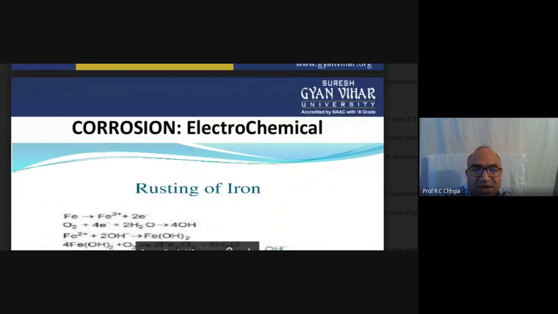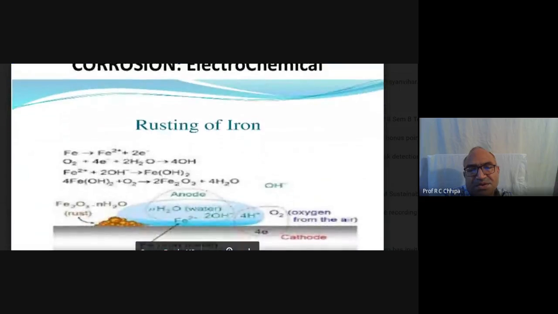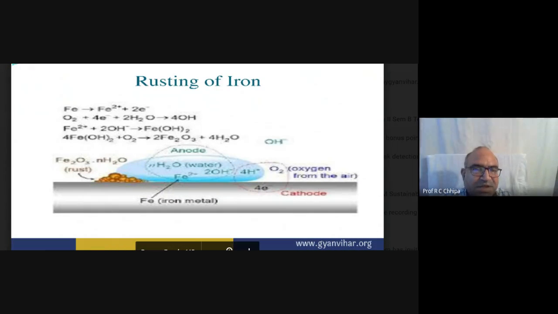Now the second one is electrochemical corrosion, which can be explained with the help of the rusting of iron. As I have earlier discussed, iron undergoes the process: iron gives Fe2+ and 2 electrons. Oxygen plus 4 electrons plus twice H2O gives 4 hydroxyl ions. So here iron itself can be damaged indirectly, and a voltage is generated. The electrode potential of the metal is responsible for this.